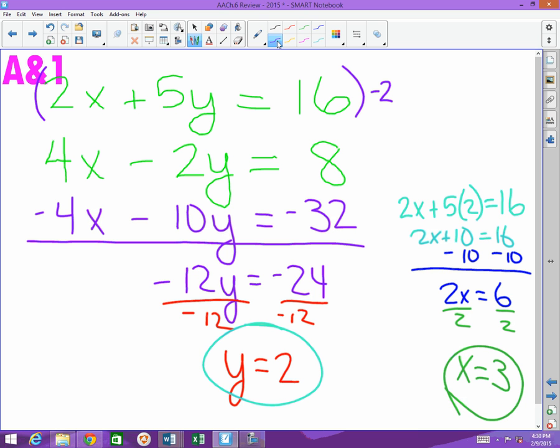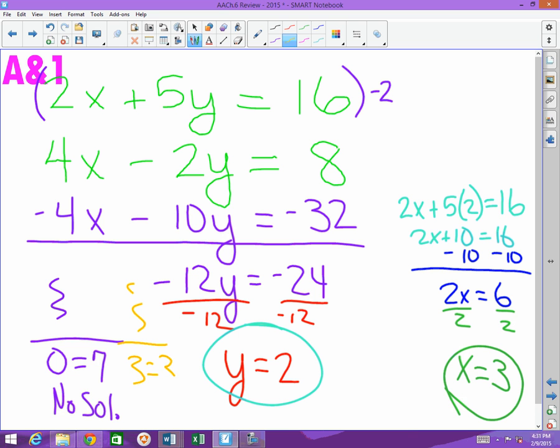And then don't forget that if in your equation you get to the point where you add them together and you get something like 0 equals 7, this would be no solution. And if you did all of this and got something like 3 equals 3, this would be infinite solutions. Because 3 equals 3 is a true statement, whereas 0 equals 7 is not a true statement.